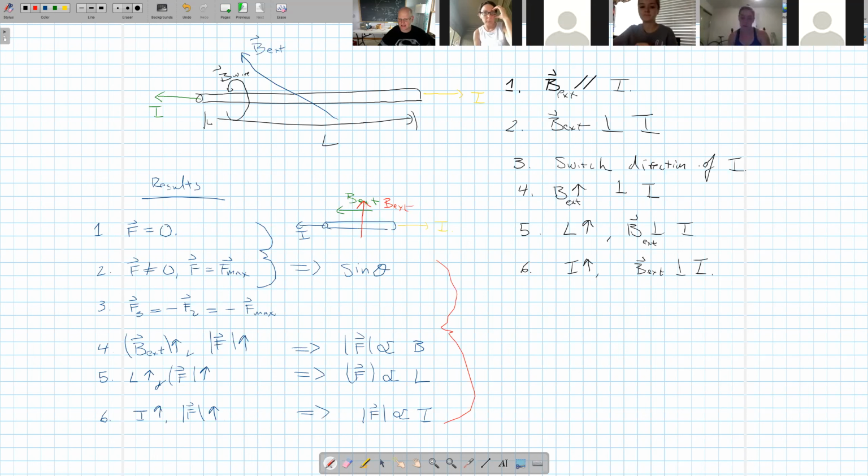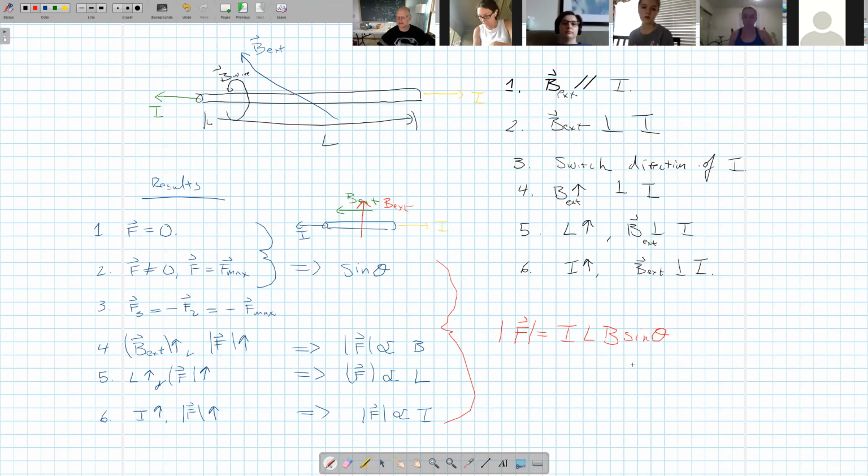What this tells us then is that the force on a current carrying wire is equal to I times L times B times sine of the angle between the two. So this tells us that the magnitude of the force on this current carrying wire is equal to the current of the wire times the length of the wire times the magnitude of the external magnetic field times sine of the angle between the two.